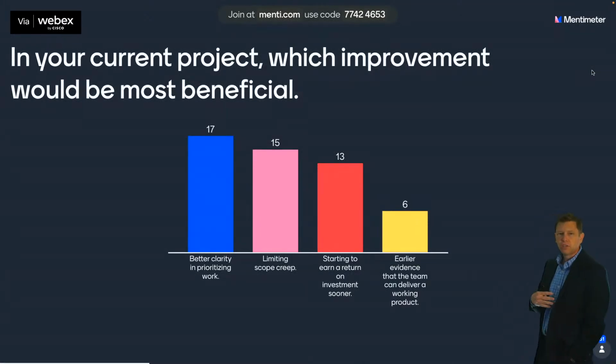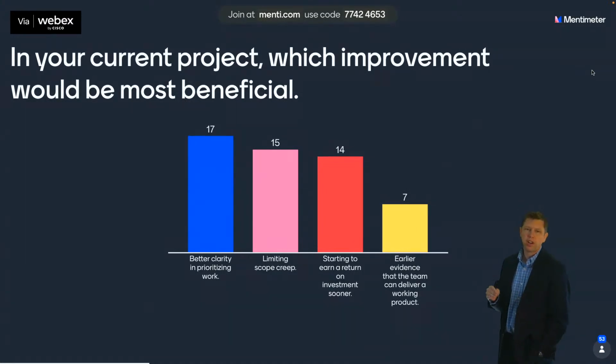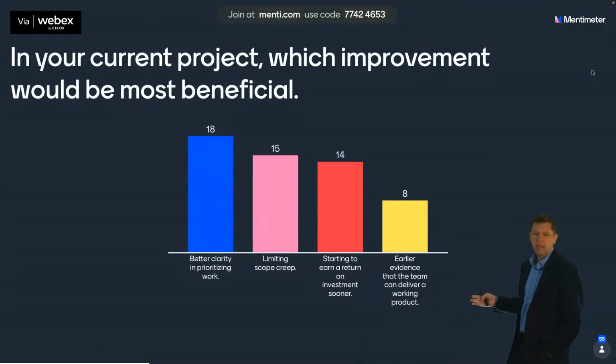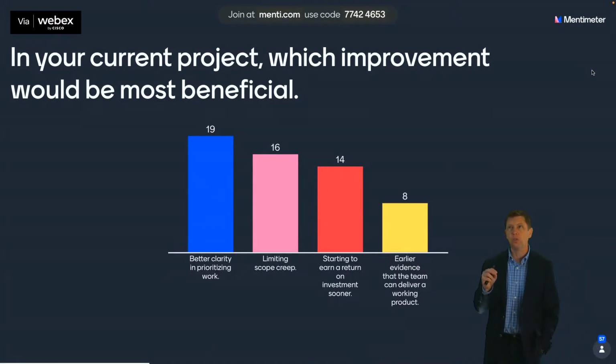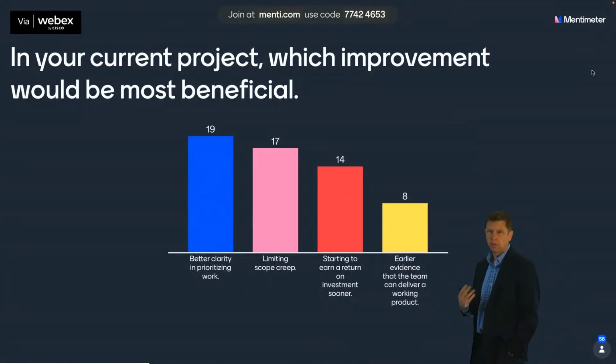Okay, so most of us are saying that in our current project, better clarity in prioritizing our work would be the most beneficial improvement. Second is limiting scope creep. Third is starting to earn a return on investment. And fourth is earlier evidence that the team can actually deliver a working product. And I'd like to suggest that a good minimal viable product approach to the way you're working on your software will help with every single one of these, if you're doing it correctly.